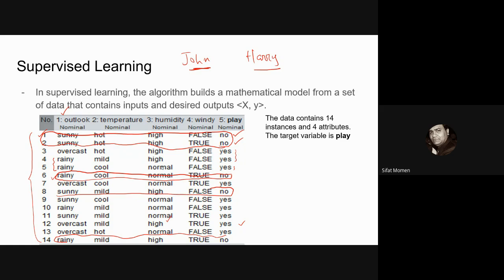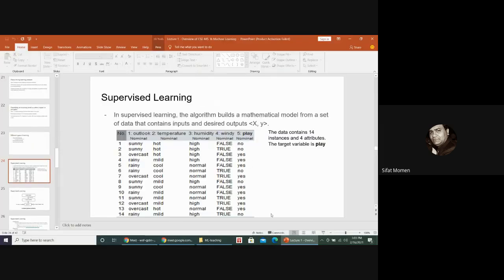It figured out certain rules, and that's something interesting that we're going to look into. Okay, now a kind of learning, why do we call it supervised learning? There is a reason why we call it supervised learning. The reason why we call it supervised learning is this.